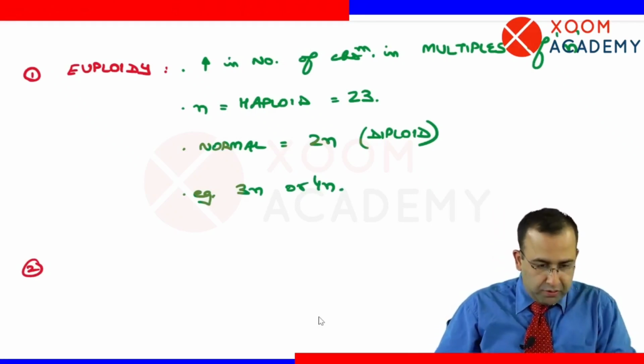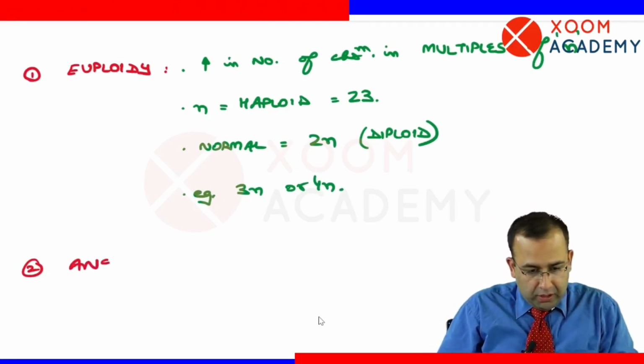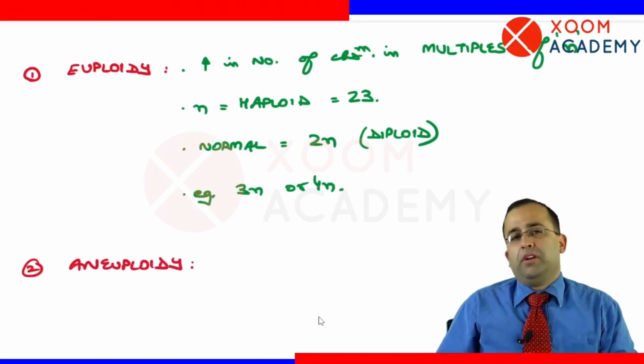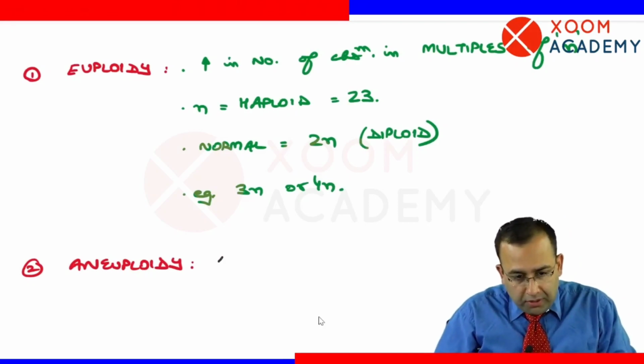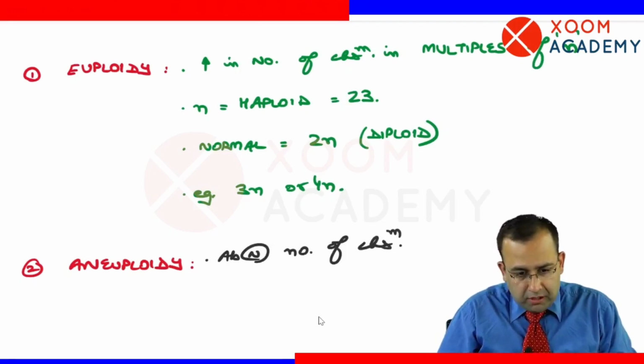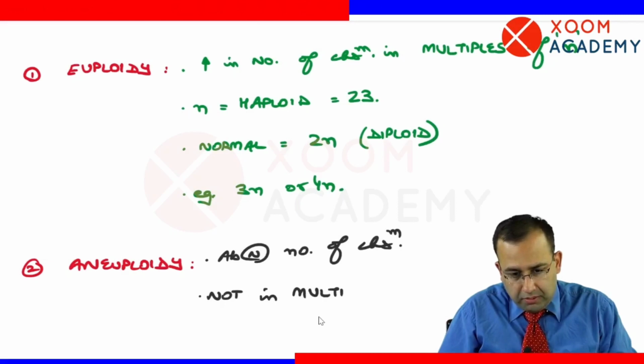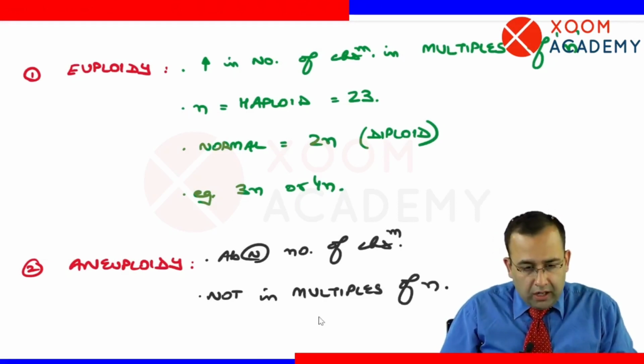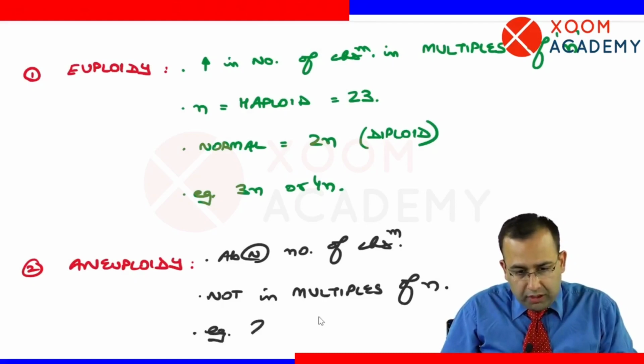in number of chromosomes is aneuploidy. This is an abnormal number of chromosomes, not in multiples of n. Examples of aneuploidy are 2n plus 1.